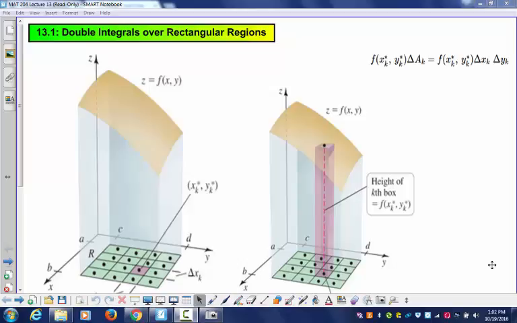Exactly. All right, so I have everybody's module up here. Thank you.